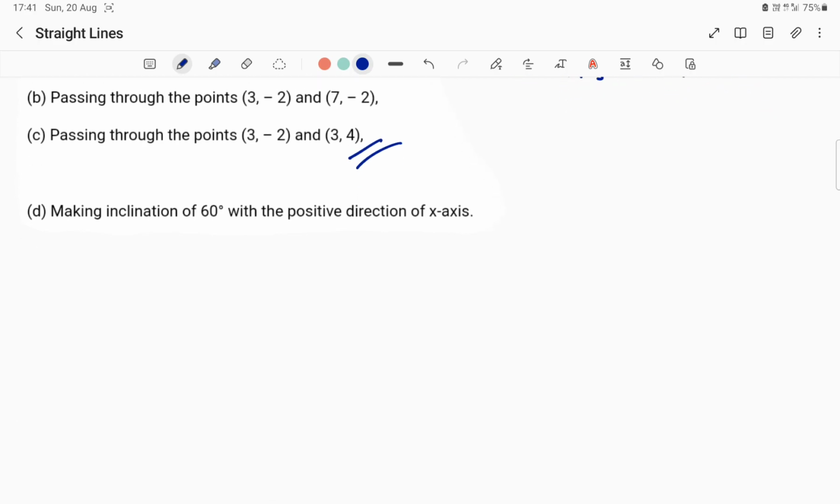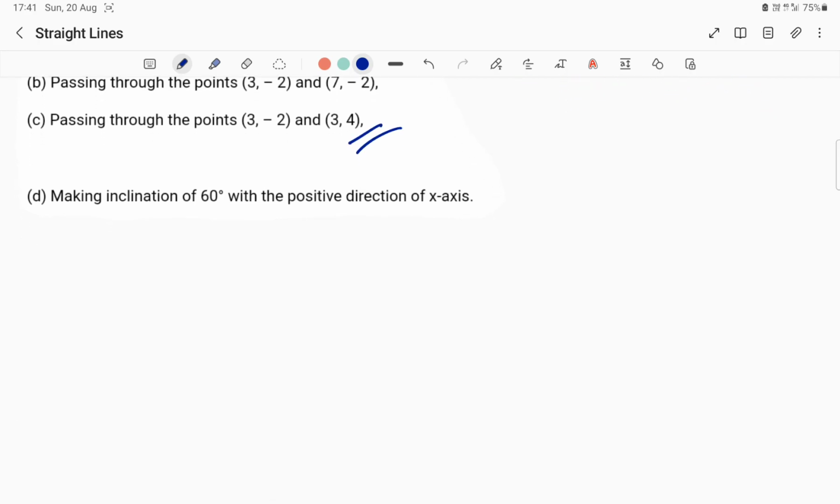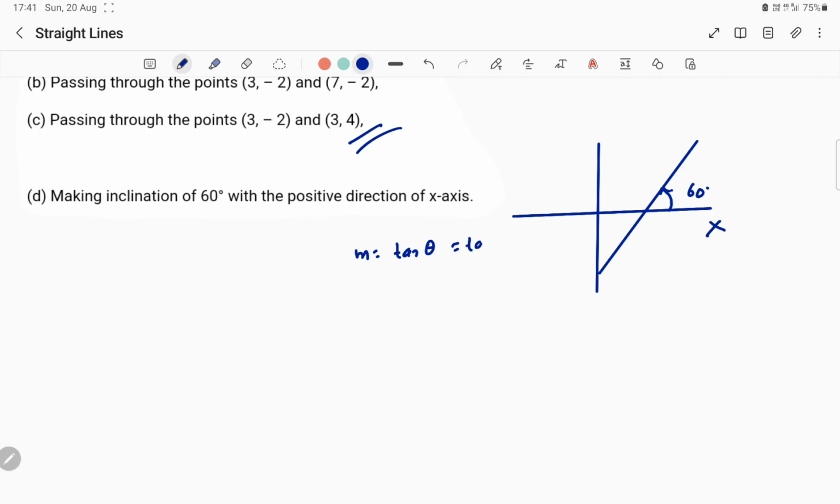Okay, now I'm solving part D, making an inclination of 60 degrees with the positive direction of the x-axis. So what is happening? A line is making 60 degrees with the positive direction of the x-axis. Okay, so this angle is given as 60, isn't it? So you want the slope. So we have another definition, that slope M is equal to tan of the angle of inclination. So M is equal to how much? Tan 60, which is equal to how much? Root 3. So this is the slope.